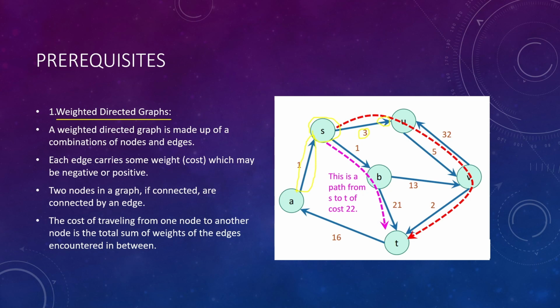So let's get to the point. The cost of traveling from one node to another node is the total sum of the weights of the edges encountered in between them. What this means is, let's say you want to go from node S to node T through the purple colored path here. The cost of the edge from S to B is 1 and the cost of the edge from B to T is 21. The total sum of this is 22, hence the cost of the path from S to T is 22. Similarly, if we take the red path here from S to D, the total cost will be 3 plus 5 plus 2, which equals 10.